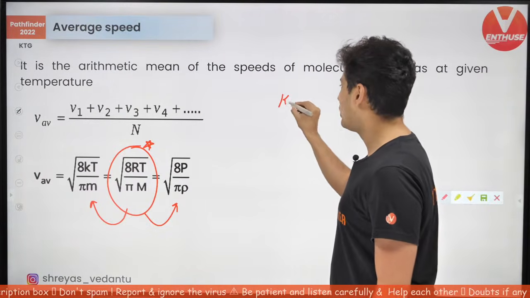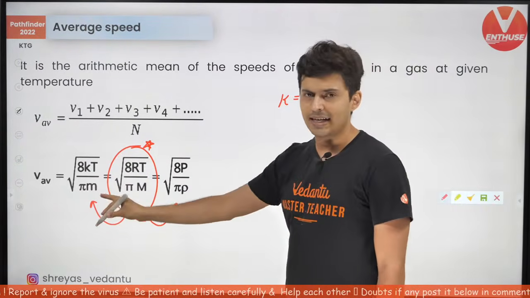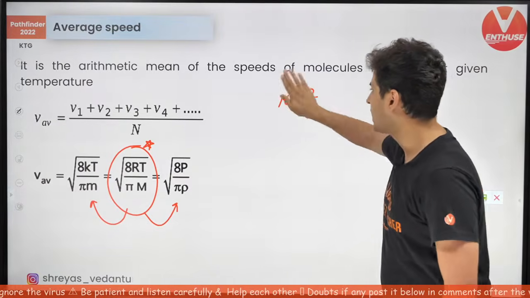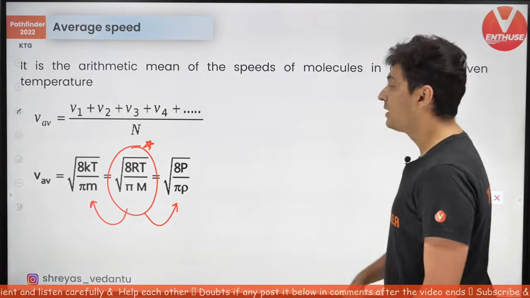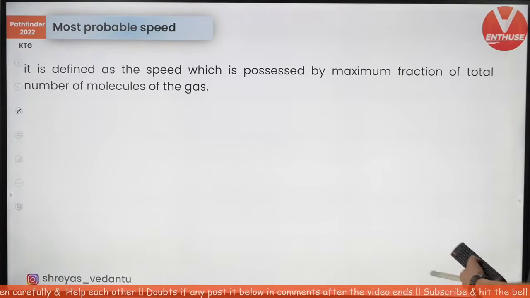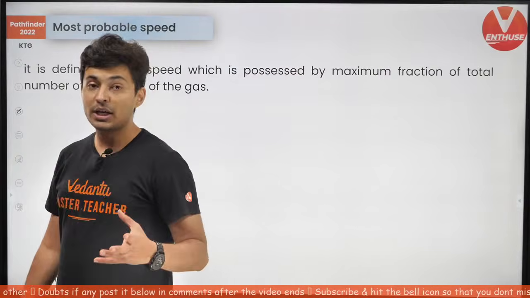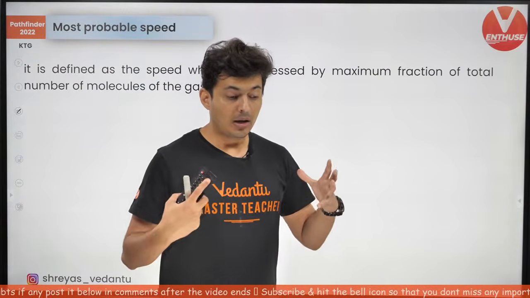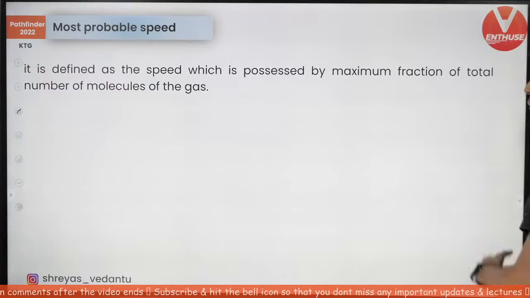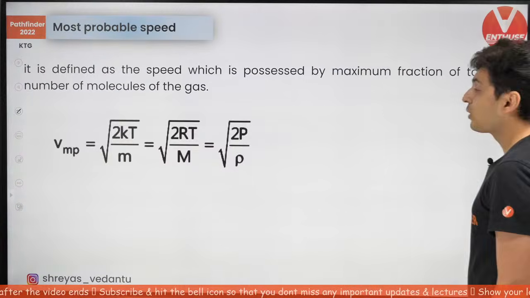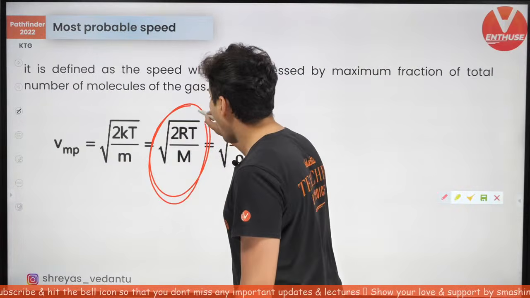That k over there is the Boltzmann constant. k is R by Na. So you can do the math and you can get that. It's not that difficult. So the point is 8 RT by pi m, the root of that will give you the average velocity. The molecules most in number with a particular speed will be given by the most probable velocity, and that will be root of 2 RT by m.